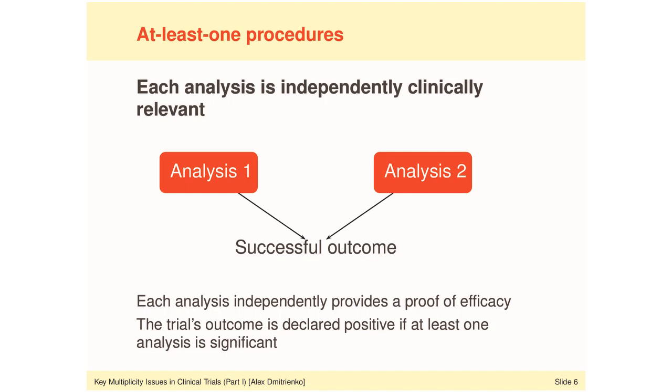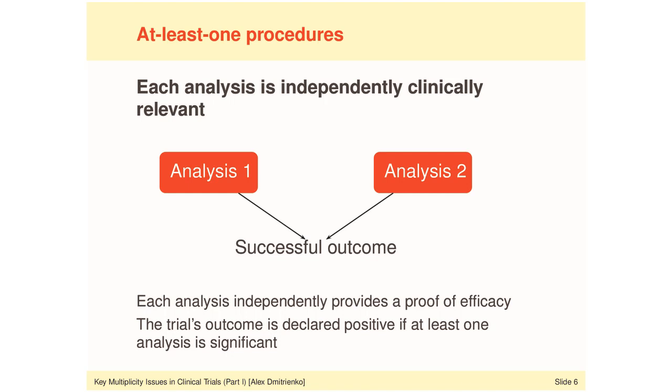For example, a novel treatment may be highly effective at one dose, and there may be no signal, no evidence of a positive effect at another dose. But this will not damage, so to speak, the positive signal at that first dose, because each analysis is an independent entity within this inferential framework. And it's important for us to remember that the trial's outcome is declared positive if at least one analysis produces a significant result.